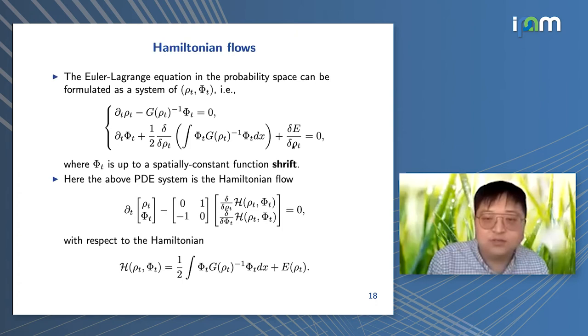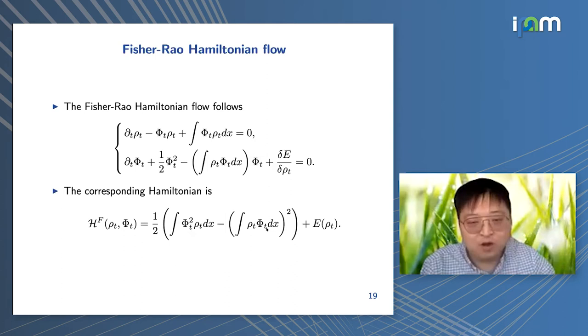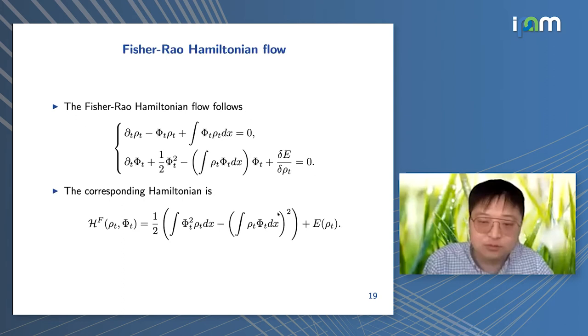Recall that our information metrics have a nice property: G inverse is always very simple, okay? So let's write down some examples. If I choose the Fisher-Rao metric, my Hamiltonian is kind of a covariance matrix: the integral of phi squared rho dx minus the square of the integral of rho phi. And its differential will give you the following form. And if I differentiate on rho, I get the following form, okay?